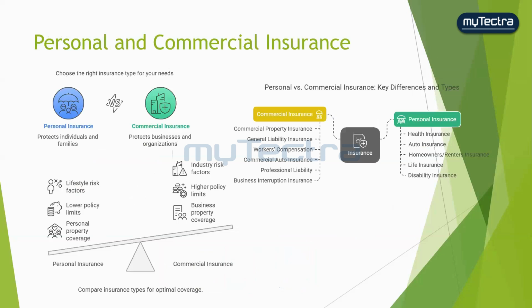Then we touched upon the difference between personal and commercial insurance. Personal insurance protects individuals and families. Commercial insurance touches upon businesses and organizations. A typical example would be a personal auto and a commercial auto. When you use an auto for personal use, it is covered under your personal insurance. But the moment you use it for commercial purposes, it switches to commercial insurance. Apart from that, we also have other types of insurance that come under commercial and personal.